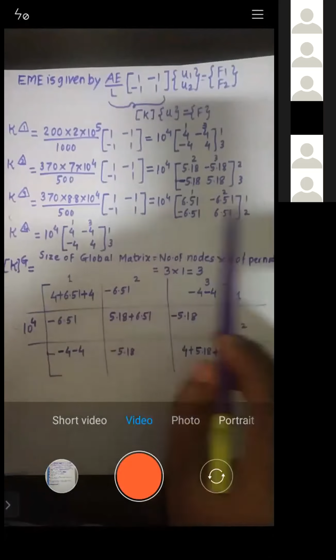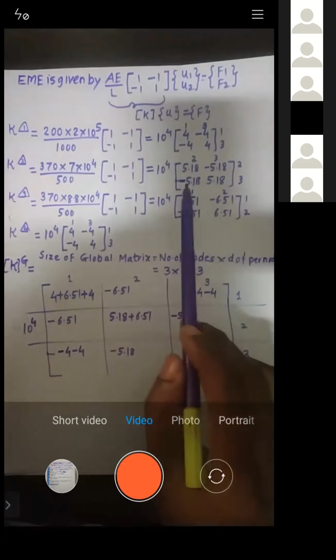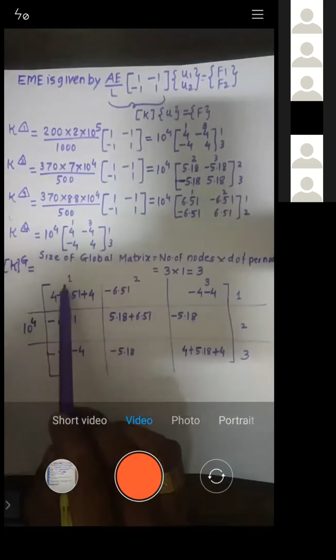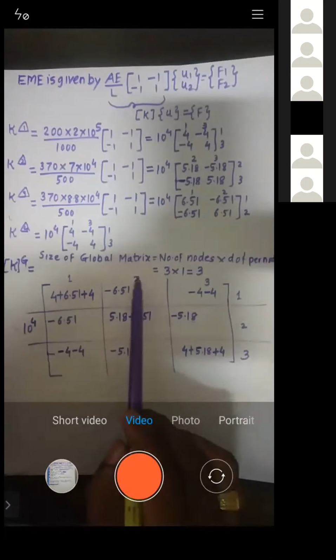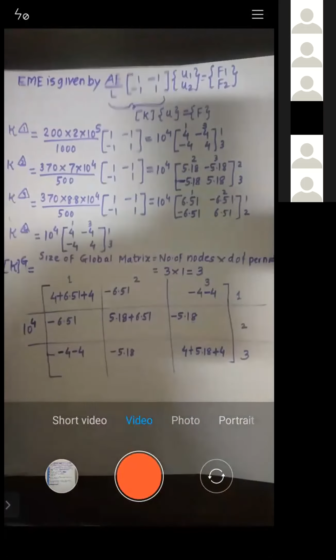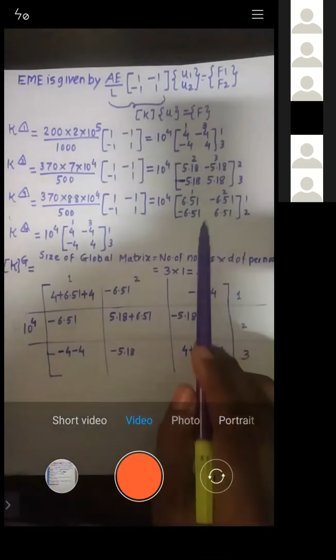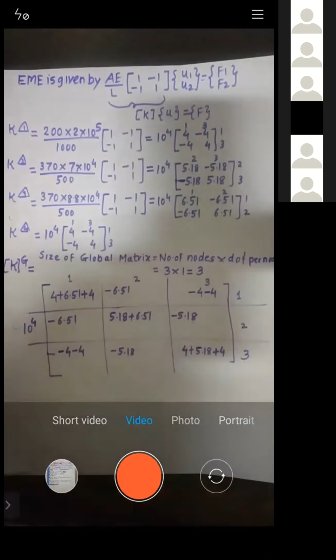Then the element at 1 1, what is the value? At 1 1 this is 6.51. Then inside of that it is minus 6.51. Here it is again minus 6.51. See this value, and here it is 6.51, right?